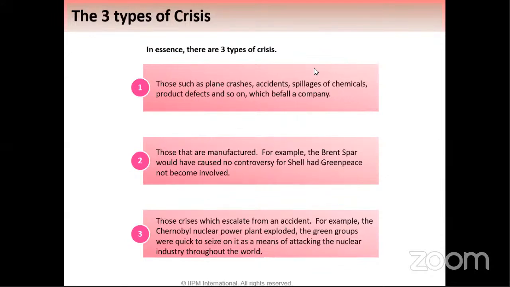So we have crises that are manufactured. Then we have those that escalate from an accident. We have accidents as a crisis, then crises that are manufactured, and then crises that escalate from an accident.